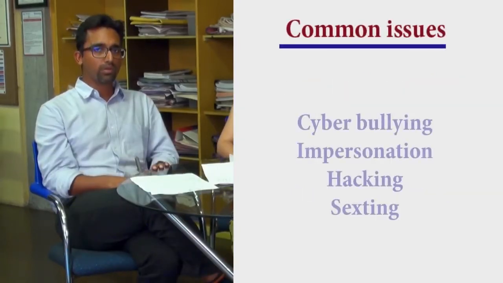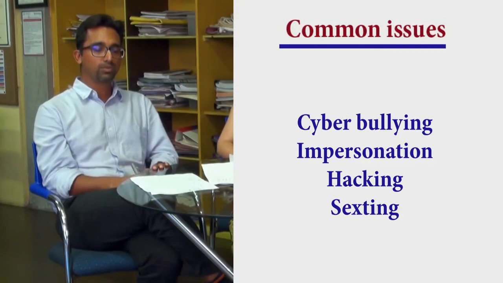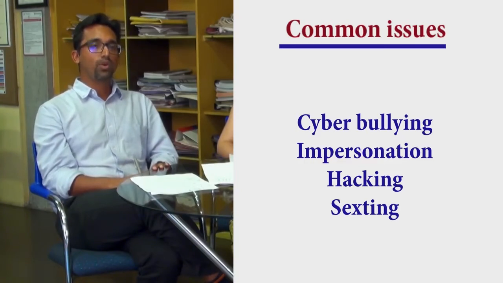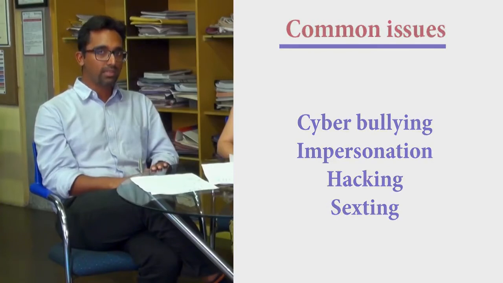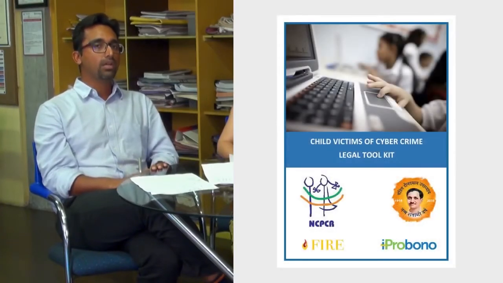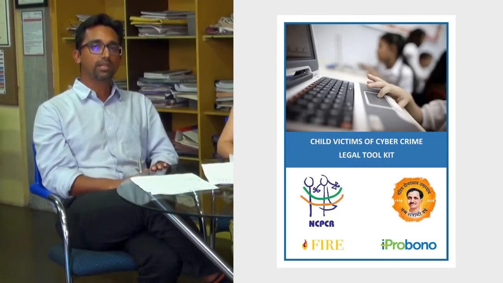We've talked about four important issues or cybercrimes that students should be aware of: bullying or defamation, harassment, impersonation, hacking, and sexting. There are a bunch of other crimes also related to cybercrime, and we're not talking about them in detail in this video. We are, however, sending across a booklet, a cybercrime legal toolkit, prepared by an NGO, which can help parents and students understand the range of these issues and what actions can be taken.